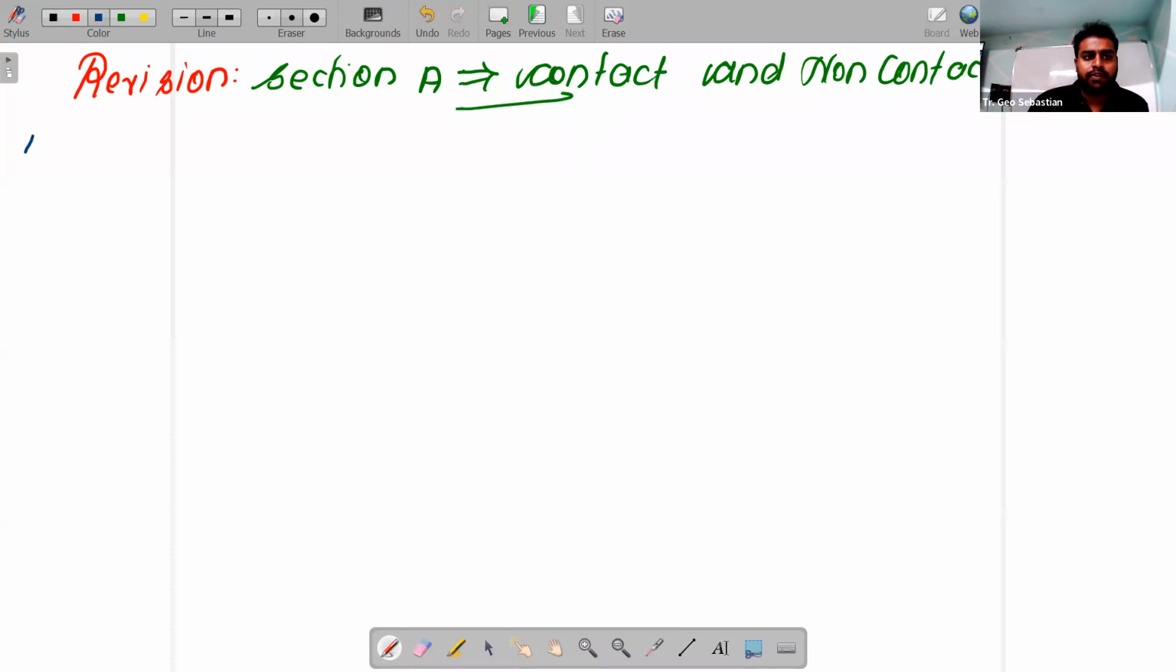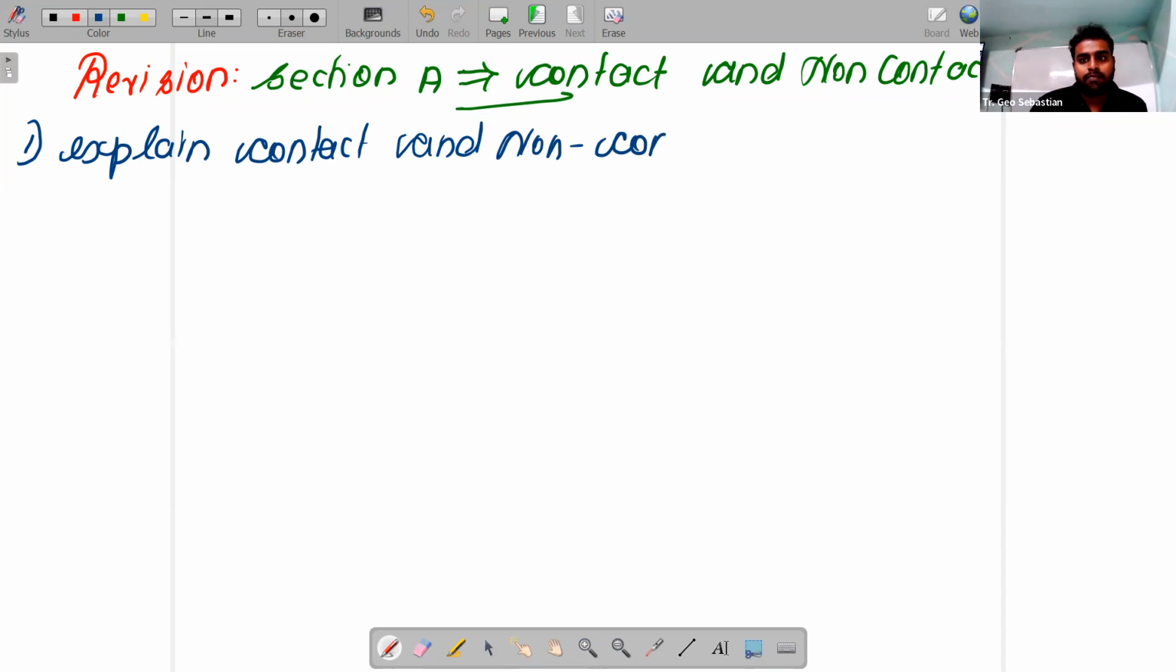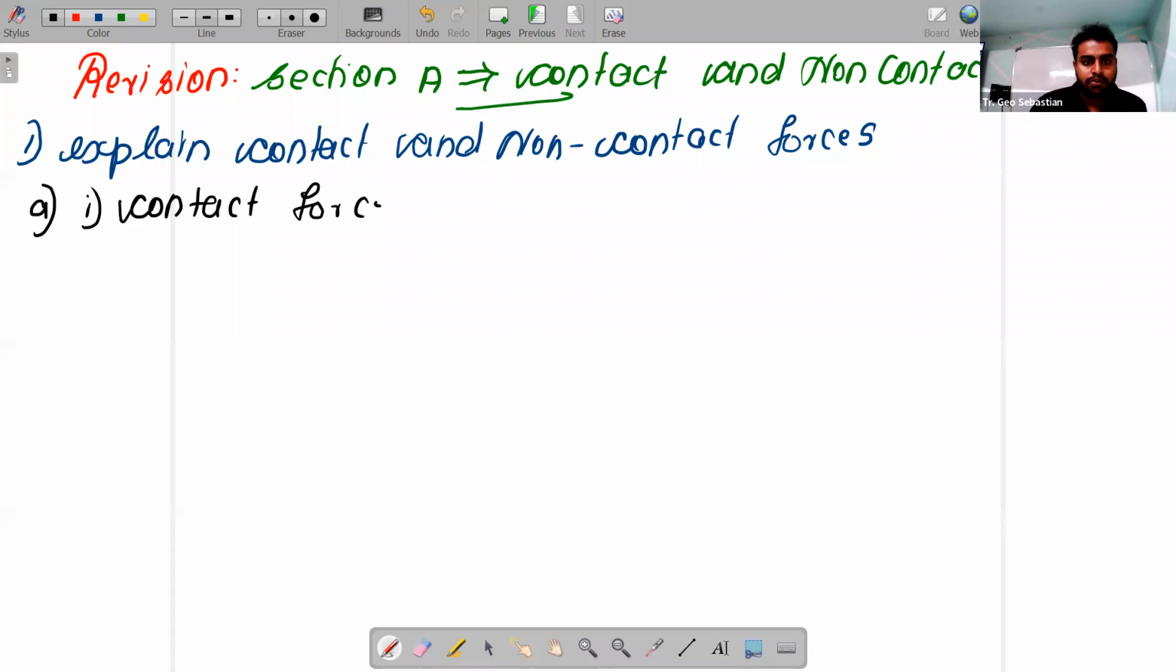Now, the first question they will ask from here: explain contact and non-contact forces. Write the answer. Children, first we will talk about contact forces. What do you mean by contact forces?